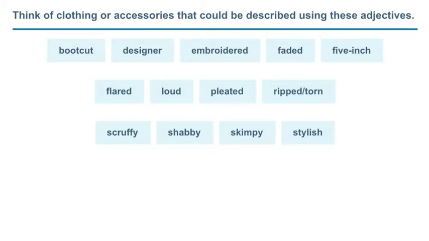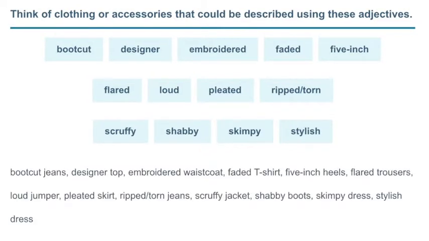Okay, so let's see some examples, all right? So you can say bootcut jeans, a designer top, or a designer t-shirt or pants, could be almost anything. An embroidered waistcoat, embroidered jeans, as you can see, an embroidered jacket, a faded t-shirt, 5-inch heels, flared trousers, a loud jumper or loud sweater, loud pants, pleated skirt, ripped or torn jeans, scruffy jacket, shabby boots, skimpy dress, and stylish dress, for example. These are just some examples, all right?